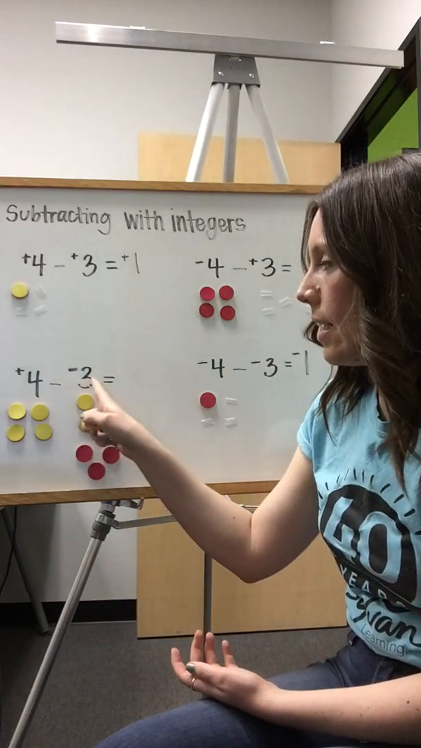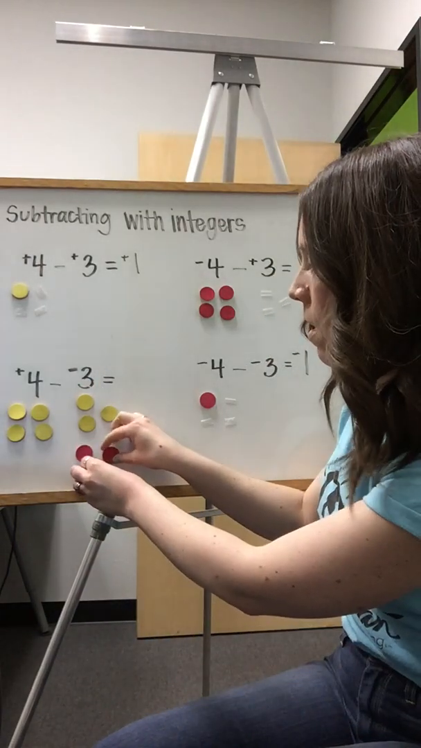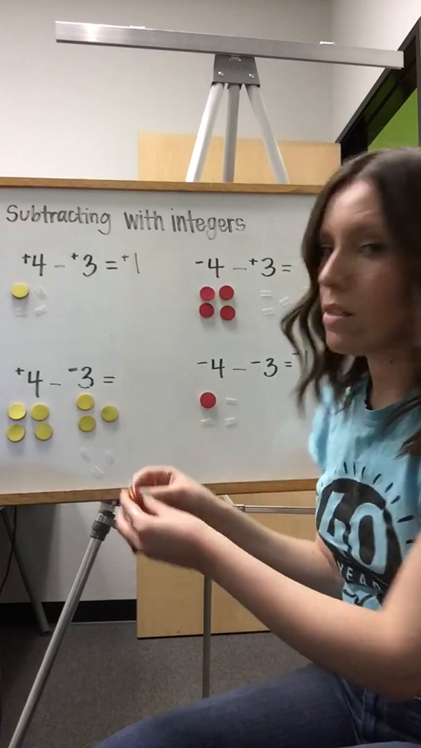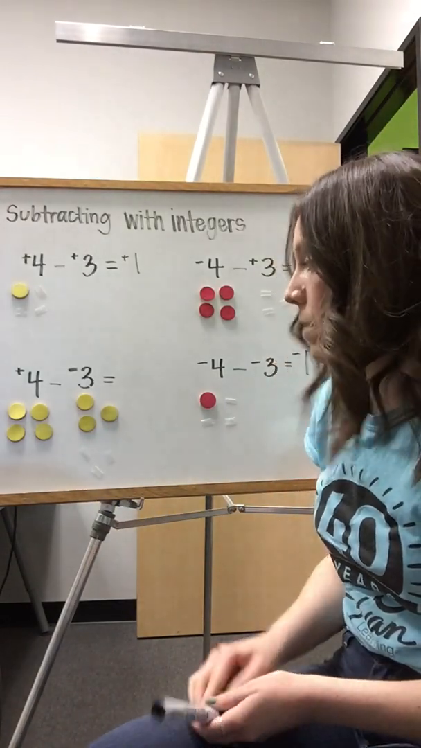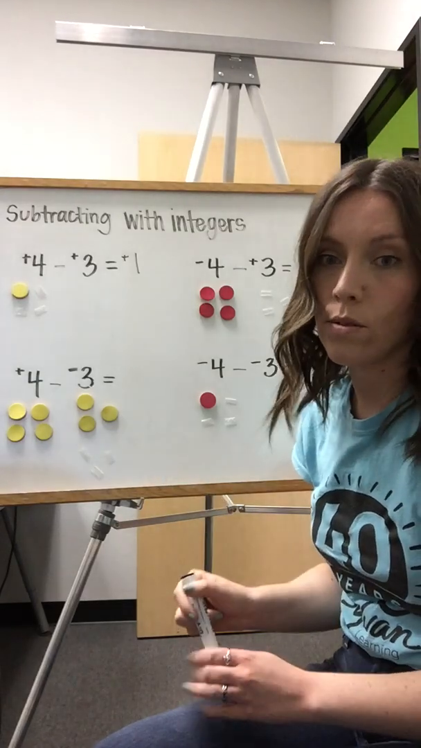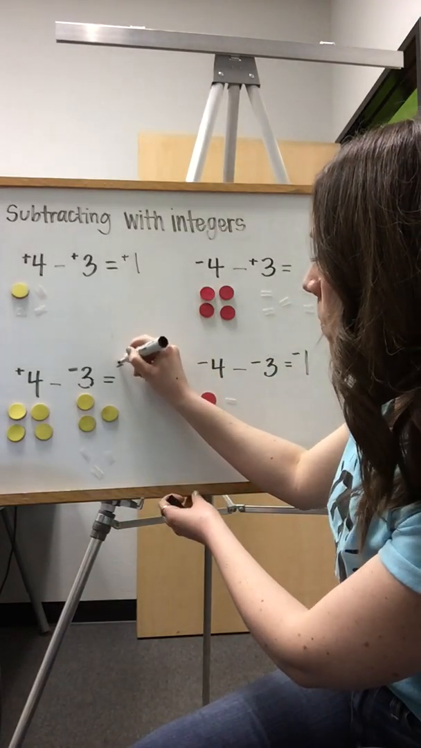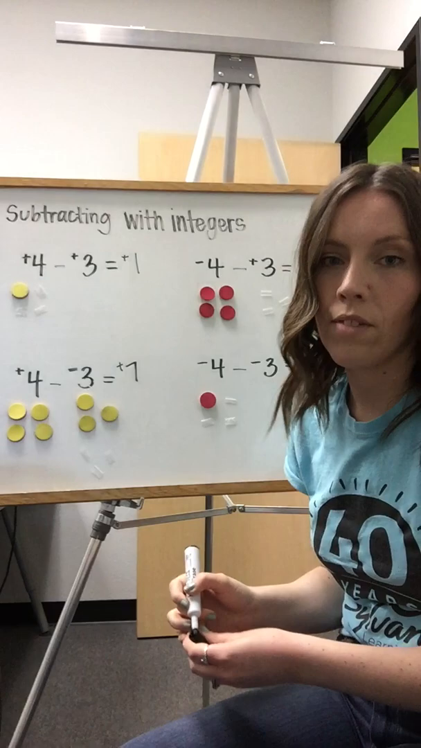In this case, taking away negative 3, I'll take away these 3 red circles, and I'm now left with 7 yellow circles, or a positive 7.